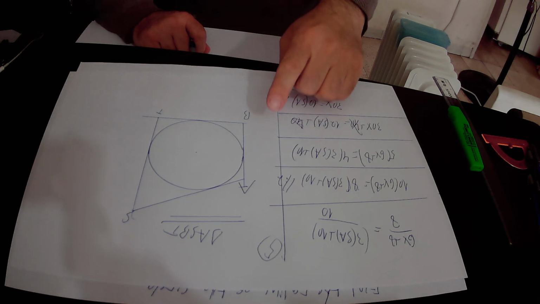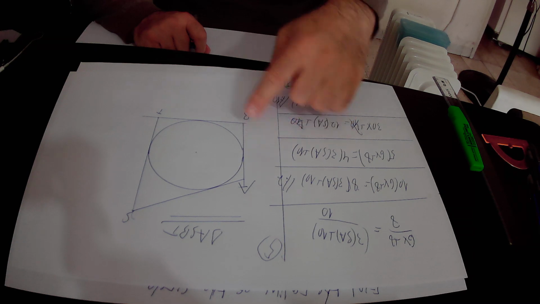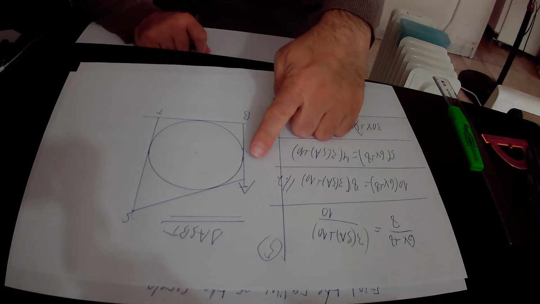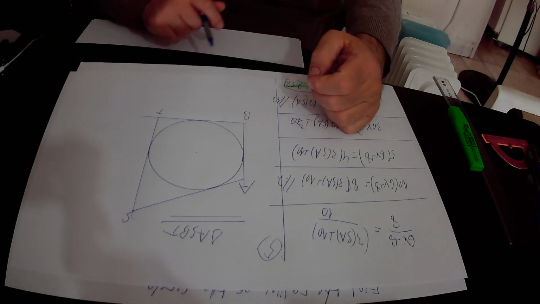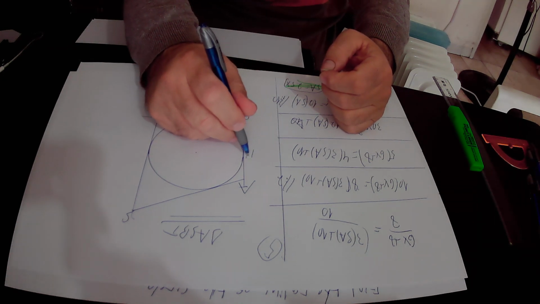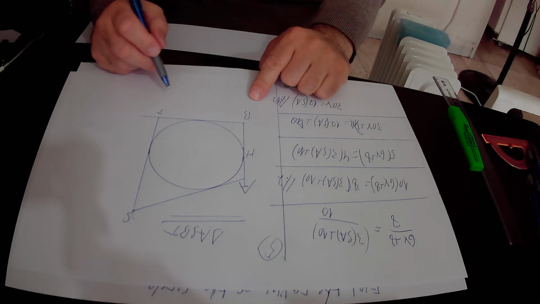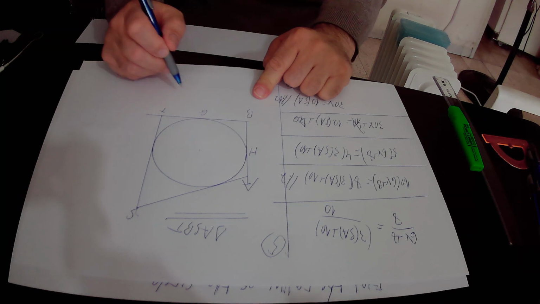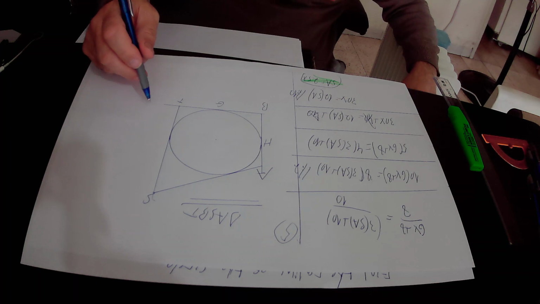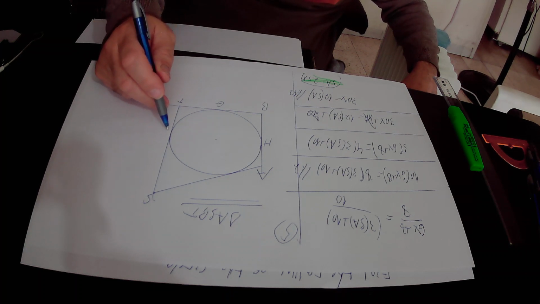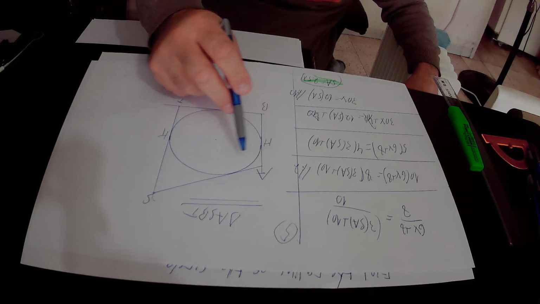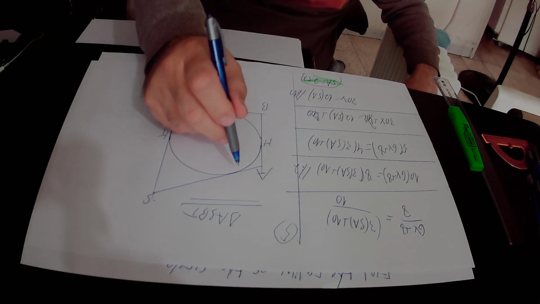We define the points of tangency. We have a circle that is inscribed in this quadrilateral ABST. We define the point of tangency of tangent AB with this circle as H. We define the point of tangency of tangent BT with this circle as G. We define the point of tangency of tangent ST with this circle as K. And finally, we define the point of tangency of tangent AS with this circle as T.